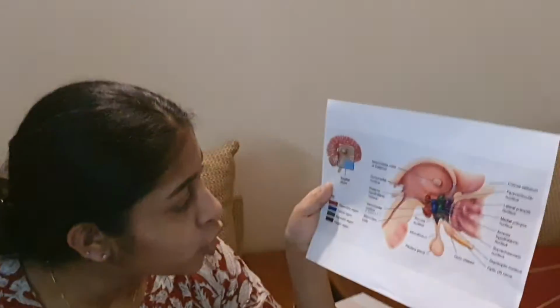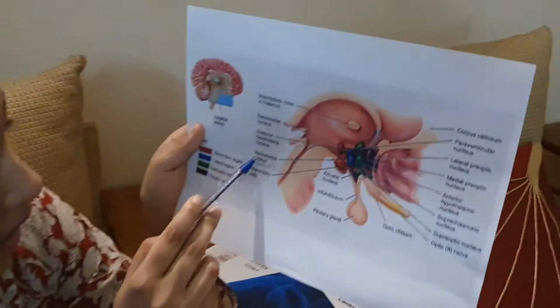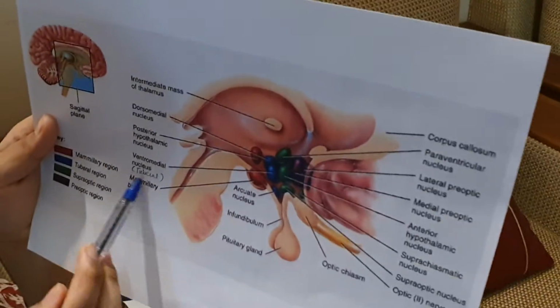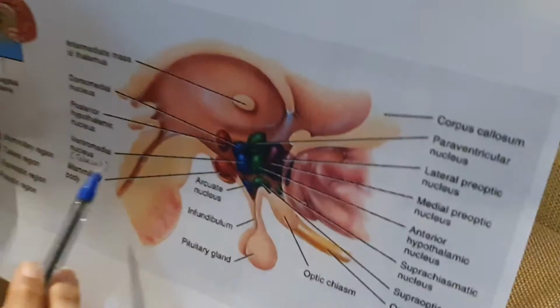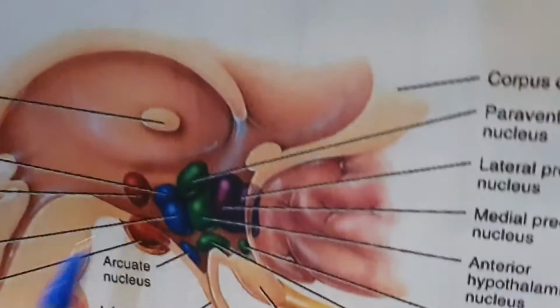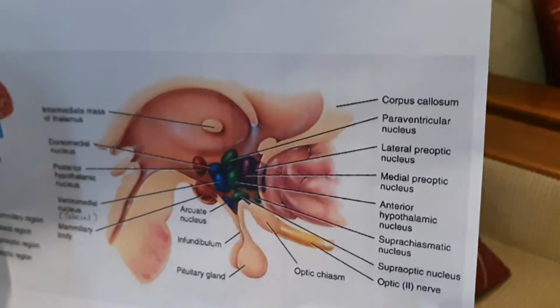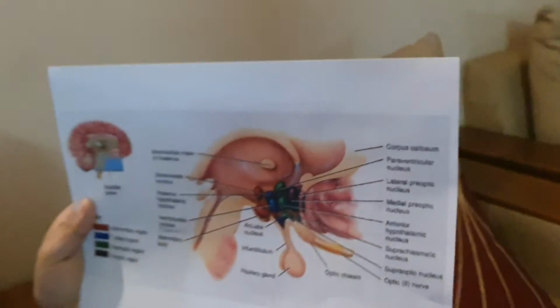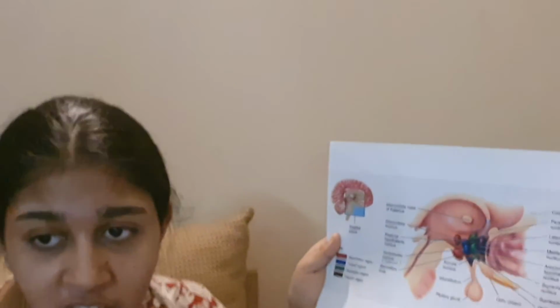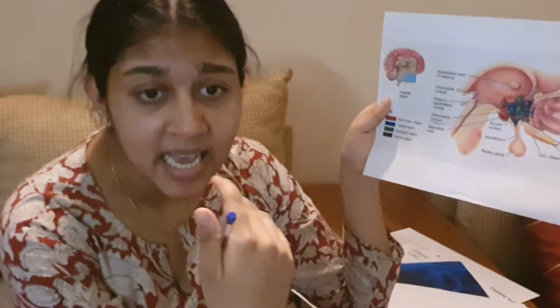The next part I'm going to talk about is the middle part, the tuberal part, which you can see is this blue part. It controls functions responsible for shaping and controlling eating habits. Other functions are regulation of blood pressure, heart rate, then gastrointestinal stimulations, etc.